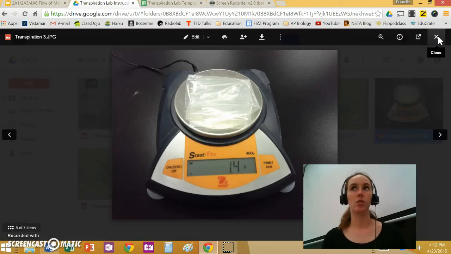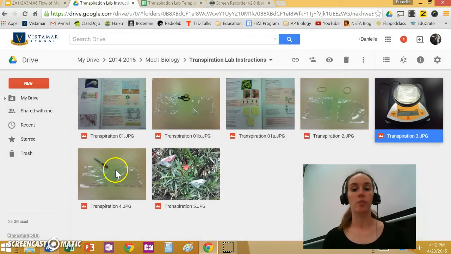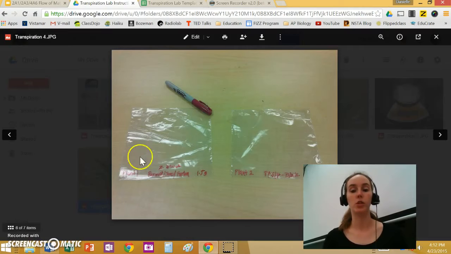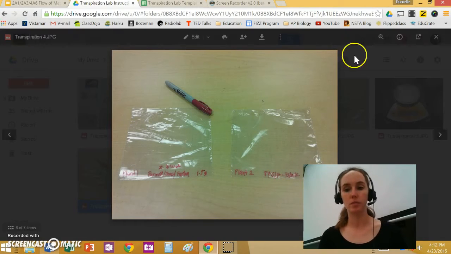Because once the water starts transpiring out of the leaves, it'll stick to the bag. There's probably not going to be enough to pour out and take the volume. Most of it will condense on the side of the bag. So once you have that mass, I have them write in Sharpie on the bag the mass of each bag, because it might be different, the plant number, their team names and the block they're in.